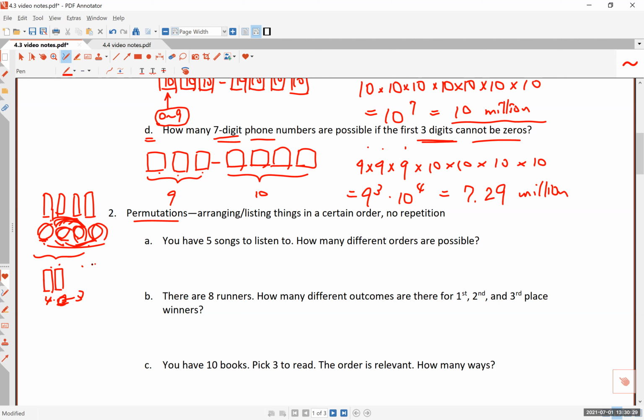In permutation problems, in which you are arranging or listing things in a certain order, repetition is not allowed, and the order matters.